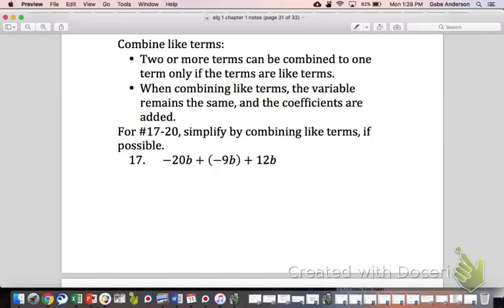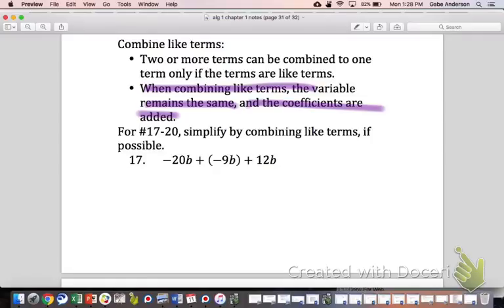So, combining like terms. If you have like terms, you can combine them by adding them up. And here's what you do. When combining like terms, the variable remains the same. So if it was an x, it stays an x. It doesn't become x squared or something like that. If it was a z, it stays a z. It doesn't become z squared or z cubed. So the variable remains the same, and the coefficients are added.